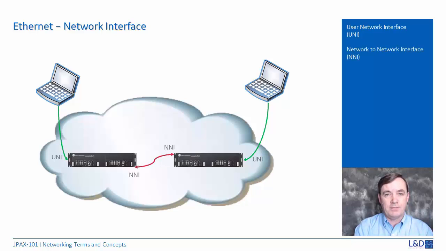The Ethernet port on the network device that connects to other network devices is referred to as the NNI, the Network-to-Network Interface. The device plugging into the network, typically a PC, laptop, or other end-user application device, like the GE L90, has one end of an Ethernet cable plugged into its Ethernet port, and the other end plugged into a network access device like the GE JunglePax.